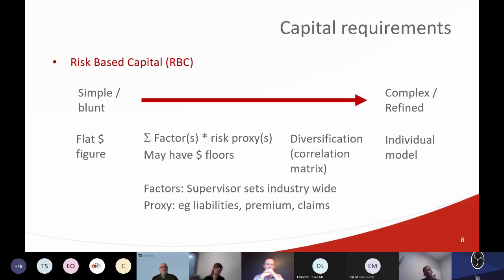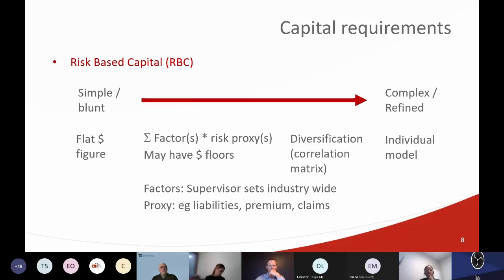They range, according to the red arrow, from really simple, which is a plus, and blunt, which is probably not a plus, all the way across to the other side, where they can be very complicated and very refined and very sophisticated and very hard to follow. So on the simple side, you've got just a flat dollar figure. It's one size fits all, and the supervisor says, okay, every insurer, or every life insurer or general insurer, here's how much additional capital you'll hold, like $10 million or whatever it is. So as I said, simple's nice, but maybe not very effective.